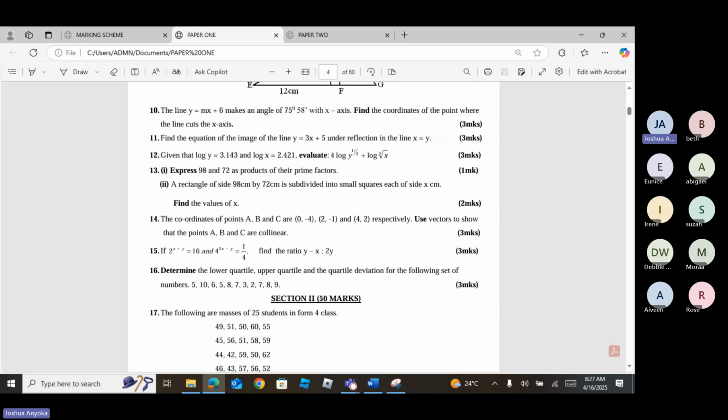The coordinates of points A, B, and C are (0, -4), (2, -1), and (4, 2) respectively. Use vectors to show that the points A, B, and C are collinear.